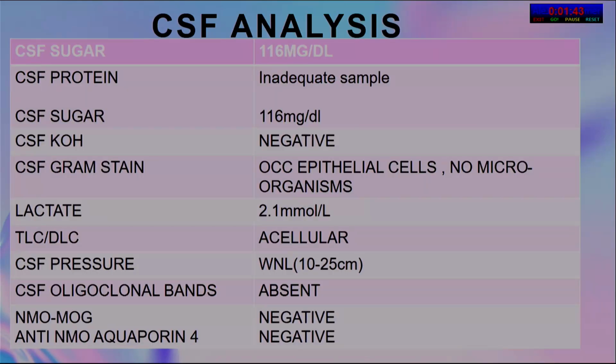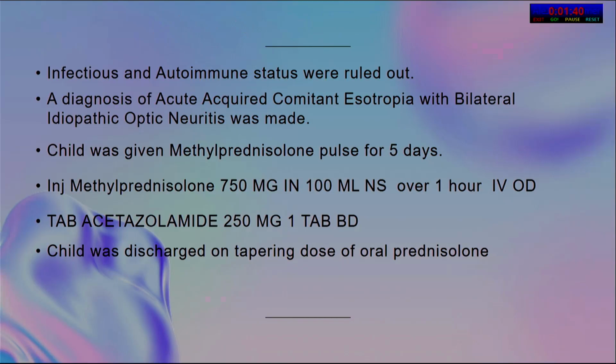CSF analysis was done to rule out any infectious or autoimmune status, and a diagnosis of acute acquired comitant esotropia with bilateral idiopathic optic neuritis was made, and the child was given methylprednisolone pulse therapy for 5 days. That was 750 mg in 100 ml NS over 1 hour, and tablet acetazolamide 250 mg, and then the child was discharged on a tapering dose of oral prednisolone.